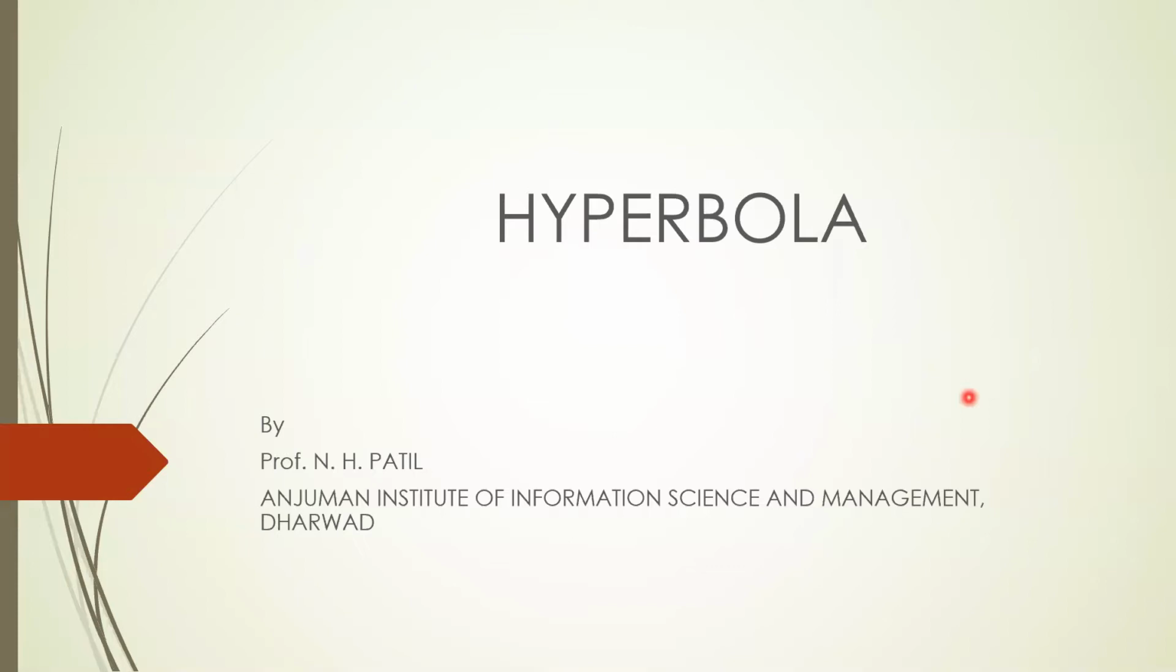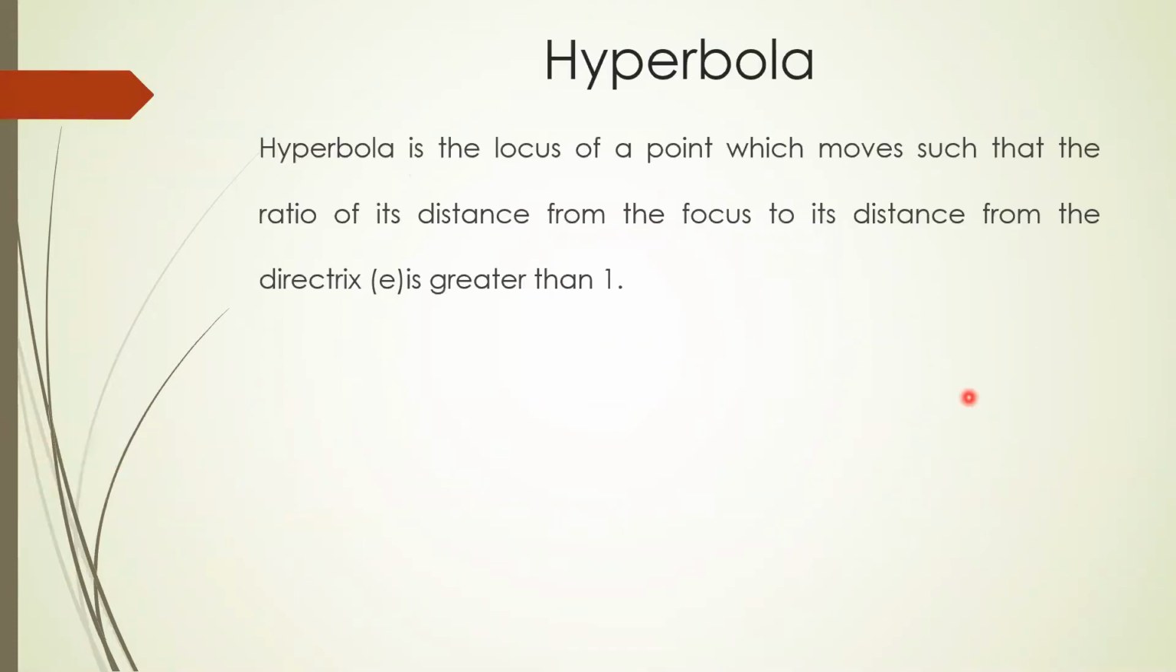So, what is hyperbola? Hyperbola is the locus of a point which moves such that the ratio of its distance from the focus to its distance from the directrix, E, is greater than 1. That is what is called a hyperbola. Actually, a hyperbola is obtained when a plane cuts two right circular cones, and the ratio of SP divided by PM will be greater than 1.